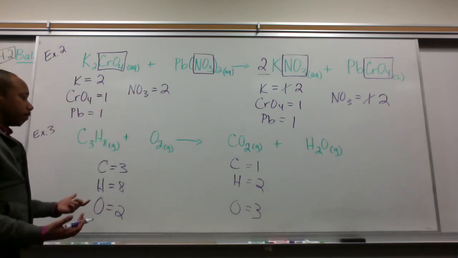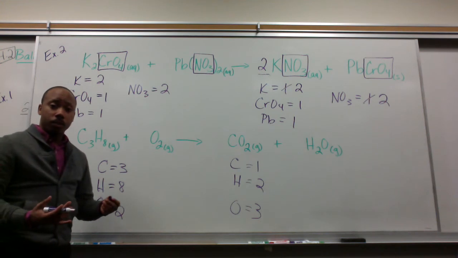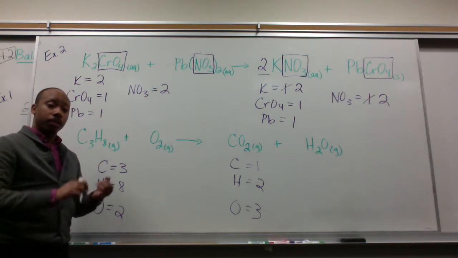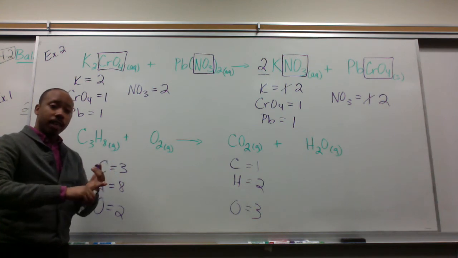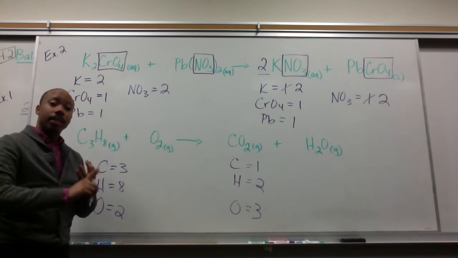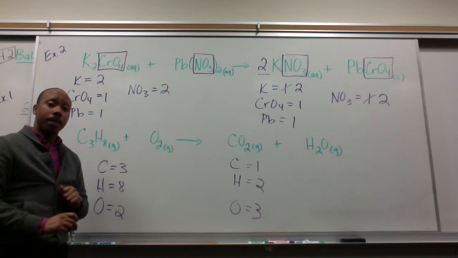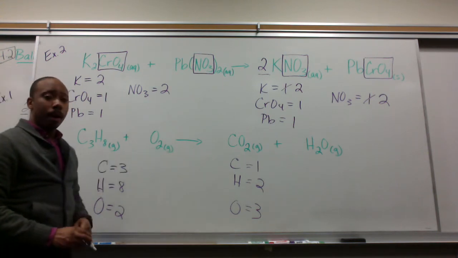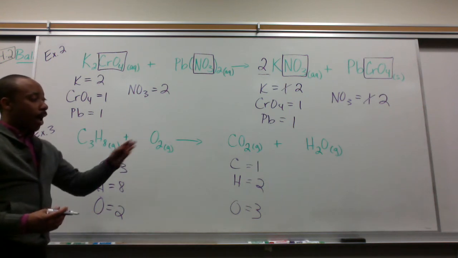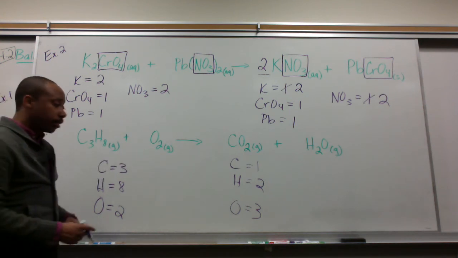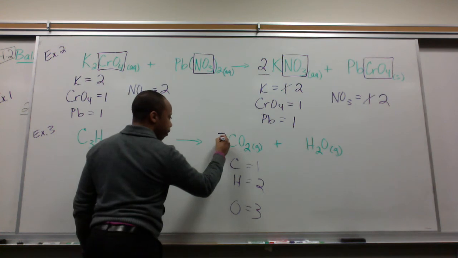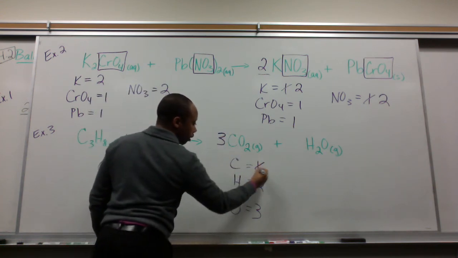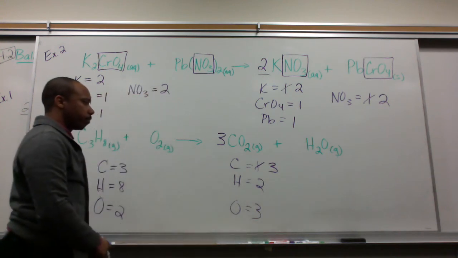Now I want to balance. When it comes to combustion reactions, we always want to balance in a specific order. We want to balance the carbons first, hydrogen second, oxygens last. Let's try that method. So my carbons, I have 3 in my reactant side, 1 in my product side. I'm going to need more atoms of carbon in my product side. Thus, I add a coefficient here. I'm going to add a 3 because I want 3 times my 1 carbon to equal 3 atoms of carbon.